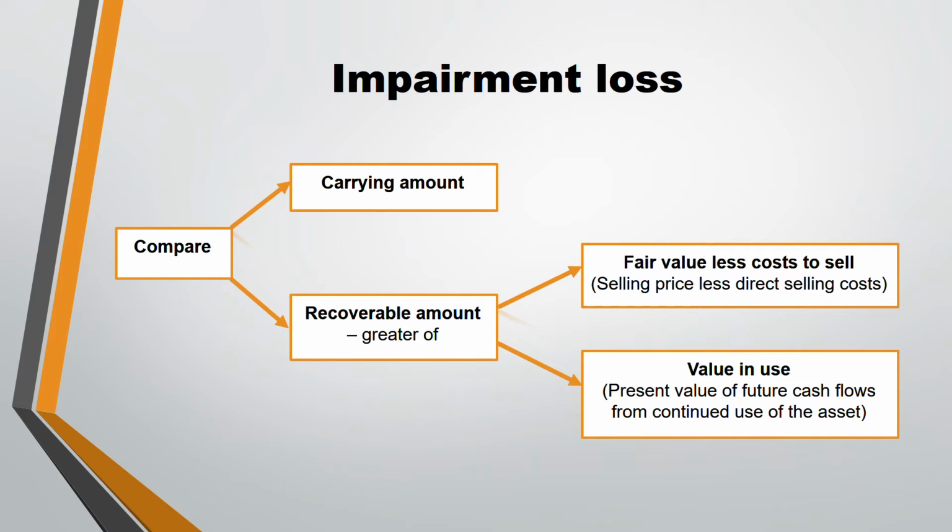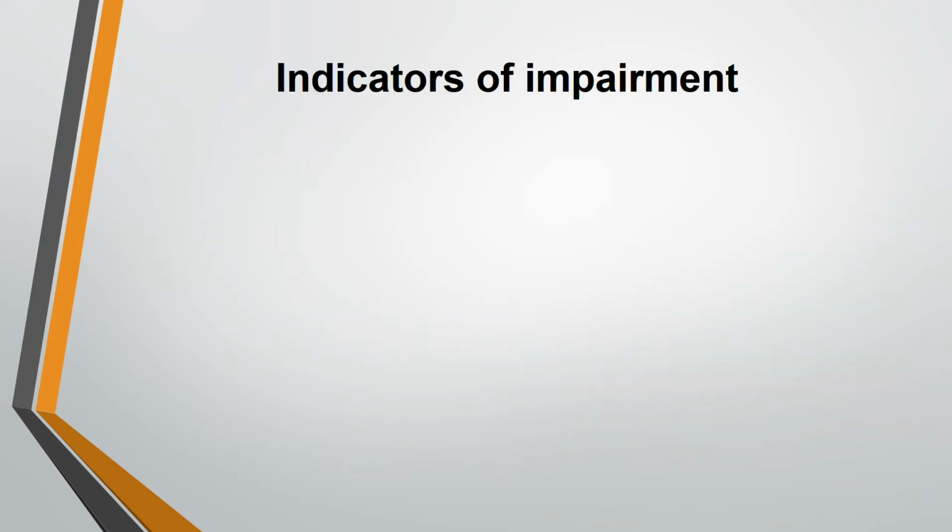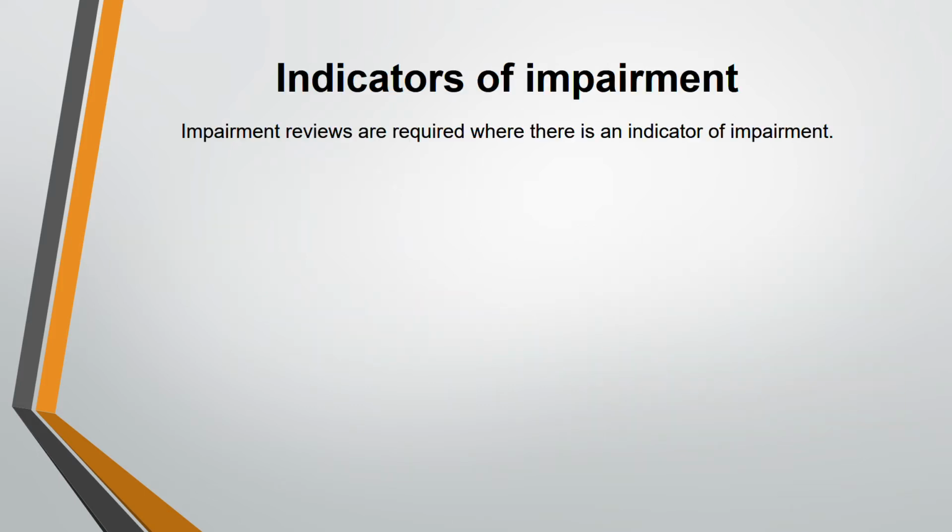So whichever of these two is greater, that is known as recoverable amount. You have to take it as a recoverable amount and deduct it from your carrying amount, and that's how you find the impairment loss. And remember, your impairment loss can never be negative. Okay, can never fall below zero. So indicators of impairment, there are two sets. Okay, and whenever there are indicators of impairment, you have to do an impairment review.